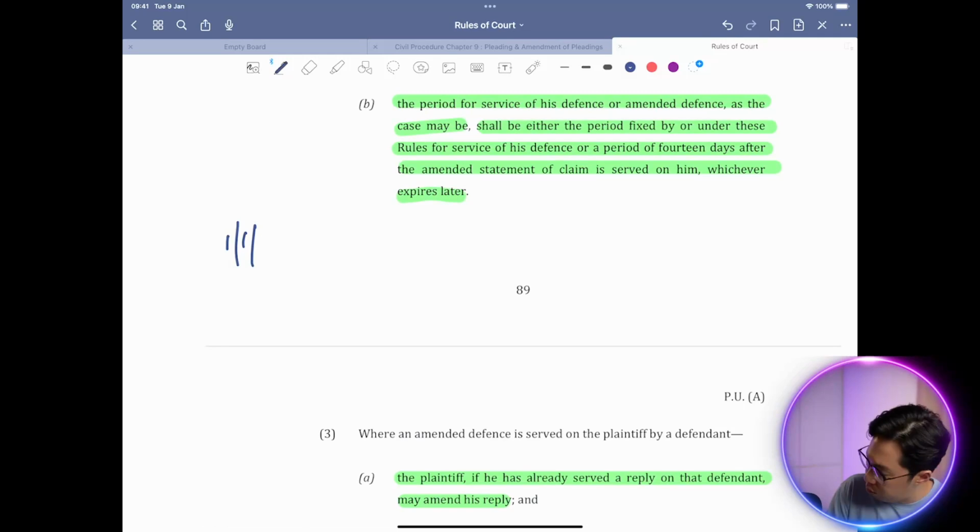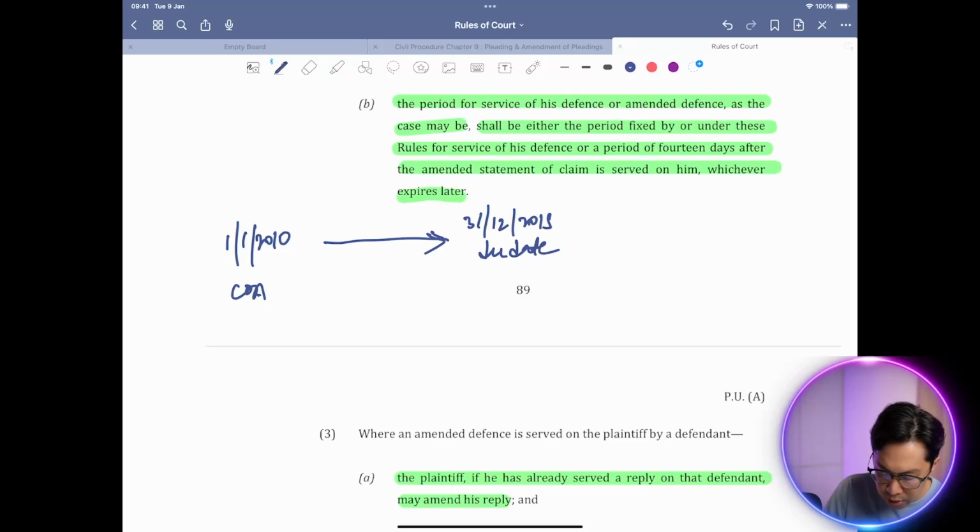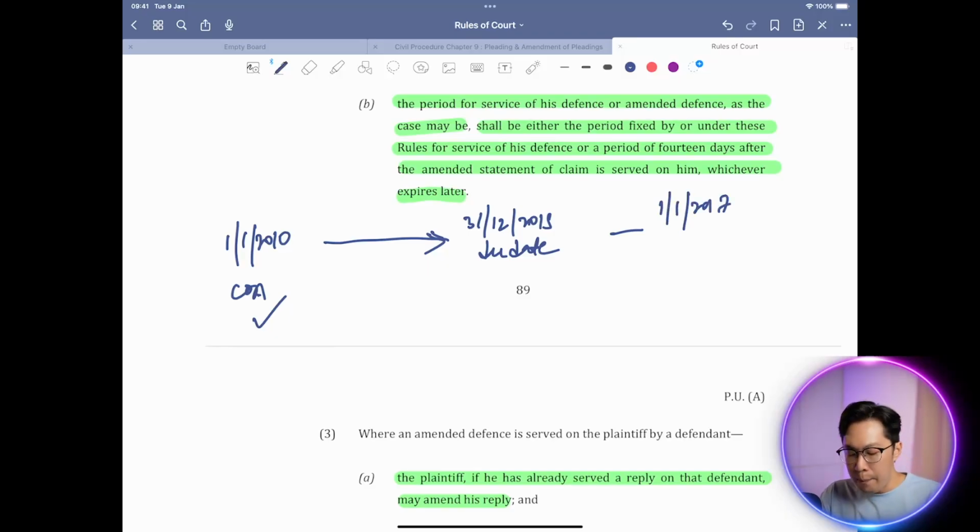1st of January 2010, cause of action completes, let's say, okay? Due date is 31st of December 2015, the limitation date, all right? So you filed here, no issue. So now, 1st of January 2017, you want to amend names. Can't, because we go to Order 20, Rule 5 sub 3.